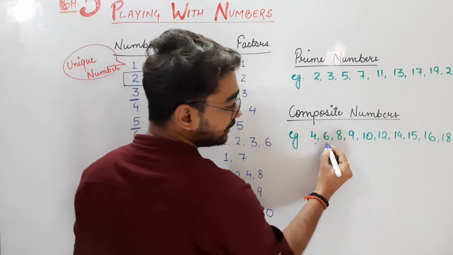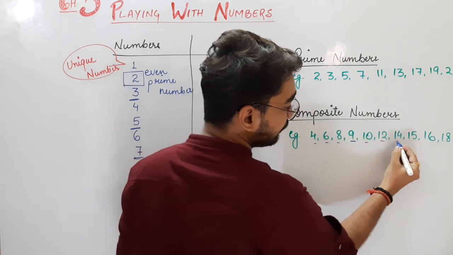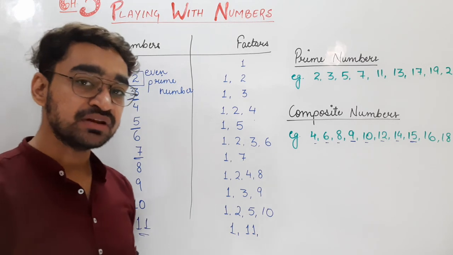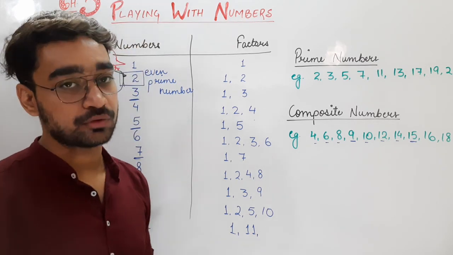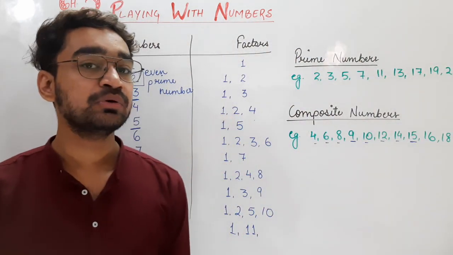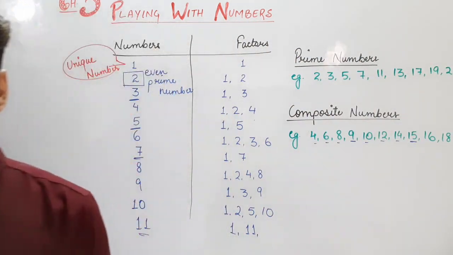Composite numbers can be even as well as odd. See, even, odd, even, odd. It can be even as well as odd. So this is the basic concept about prime numbers and composite numbers.